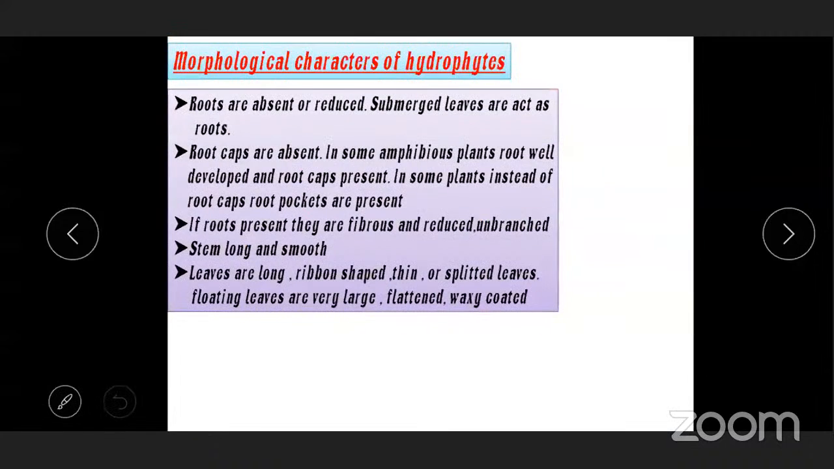Now we will discuss the morphological characters of hydrophytes. Morphological characters means how the root, stem, and leaves are present in hydrophytes. Hydrophytes means totally in water.